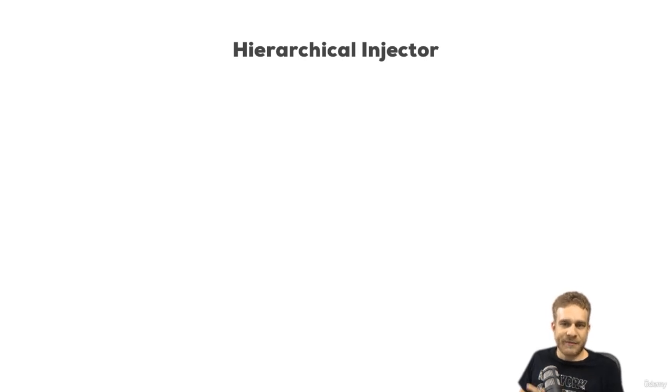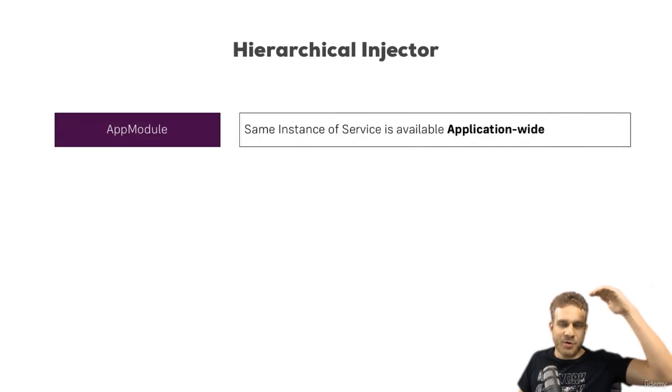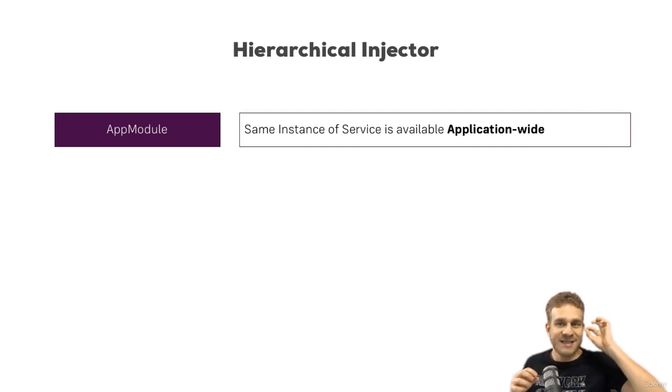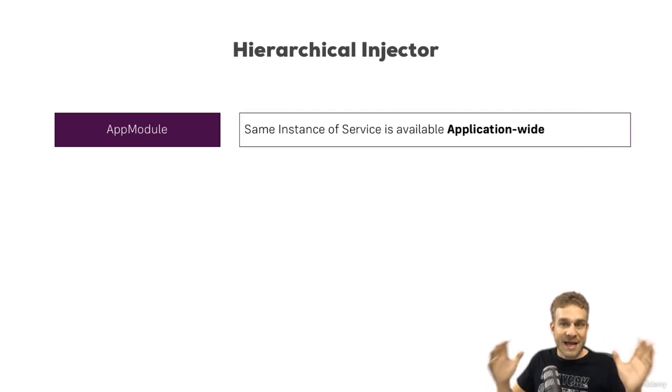There are other places where we can provide a service too. The highest possible level is the app module. We haven't done this yet, but we will see this soon. If we provide a service there, the app module does have a providers array. The same instance, and that's important, the same instance of the class of the service is available in our whole app, in all components, in all directives, in all other services where we maybe inject a service. Yes, we can inject services into services. I'll come back to this.